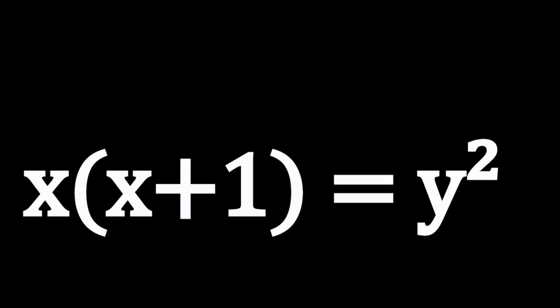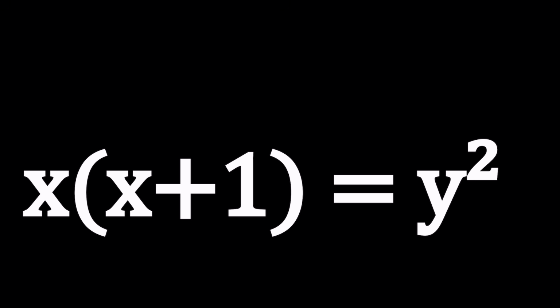Hello everyone. In this video we're going to be solving a Diophantine equation, an equation with integer solutions. We have x times the quantity x plus 1 equals y squared, where x and y are integers, and we're going to try to find solutions for x and y. So we're going to be solving for x and y values. What else could we solve for, right?